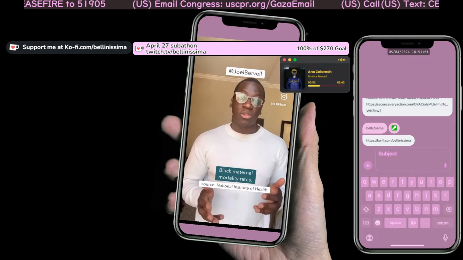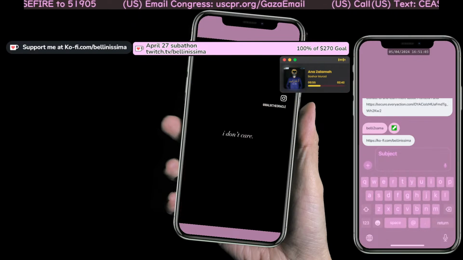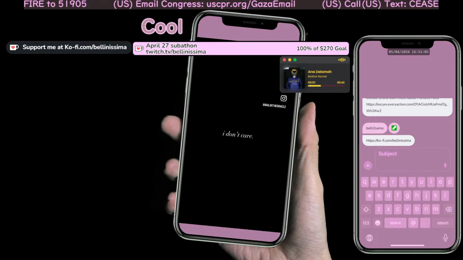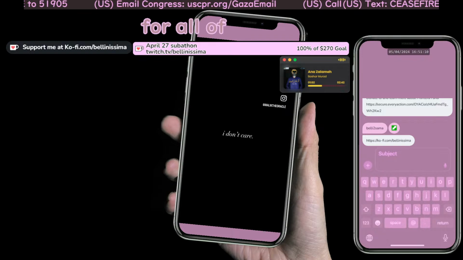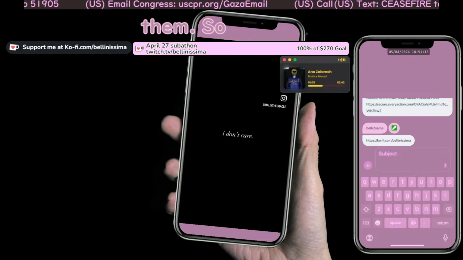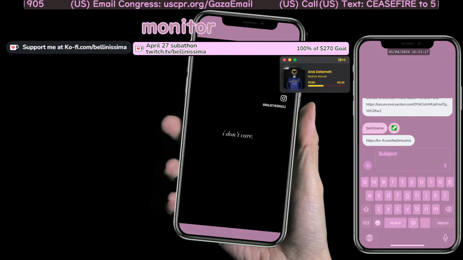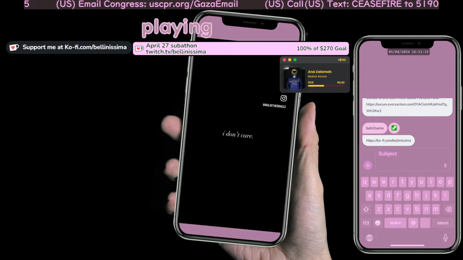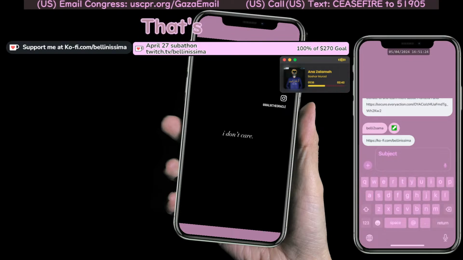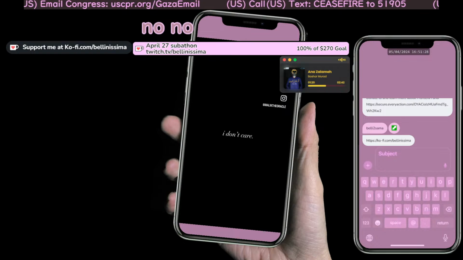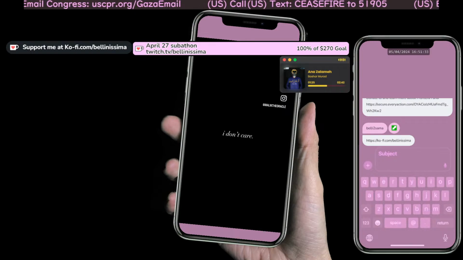Maternal mortality rates. Black women. Cool. Oh, I want to monitor the audio for all of them. So that's right. I want to monitor all of that so I know that they're playing. Monitor.